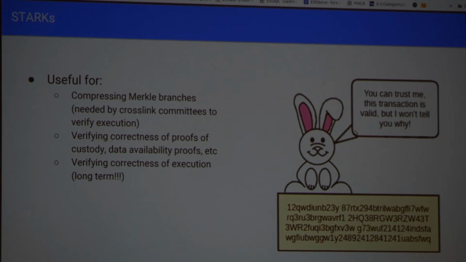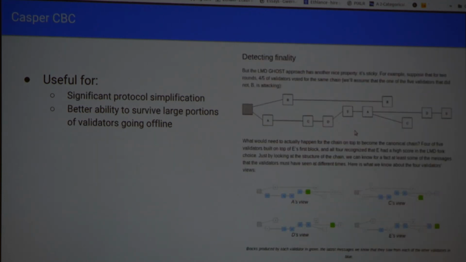Verifying correctness of proofs of custody, verifying correctness of data availability proofs. In the really long term, verifying correctness of execution, which would be super nice, so we don't need to bother with things like fraud proofs.